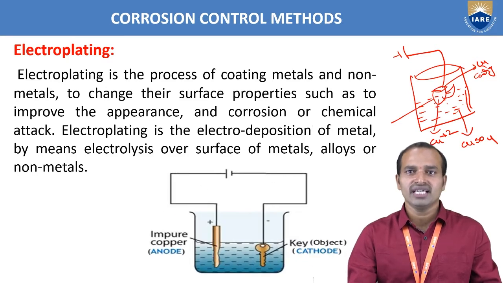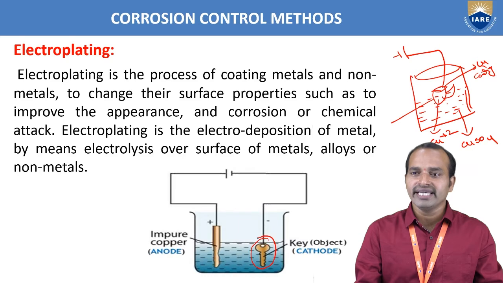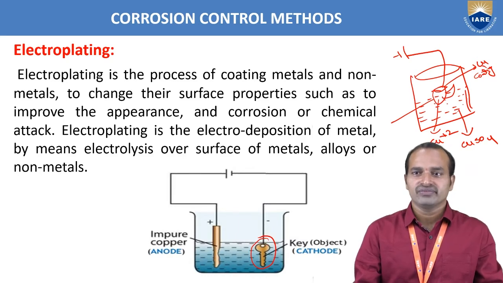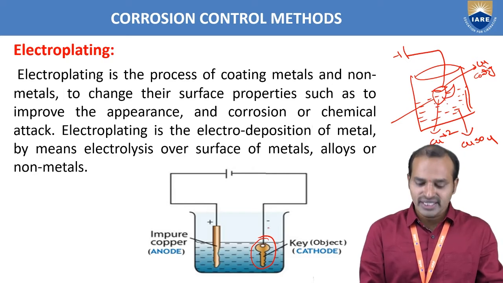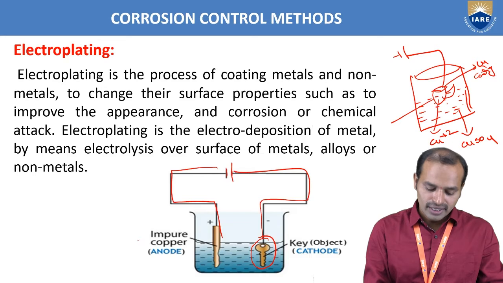So you see, this is the electroplating diagram. In the diagram, this is the key. I want to give the key a copper coating. This key is immersed in the electrolyte solution, and this wire is connected to the electric current, and this one is connected to the anode. The anode is copper or graphite.